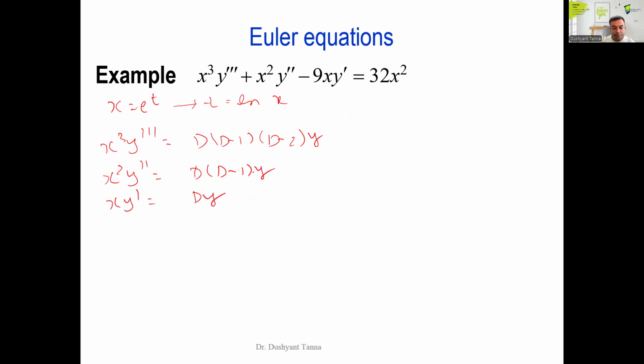This is dy. Okay, we put everything up here. And remember, x squared is e power 2t, like if you need it here. But we already got it here, so don't worry about that. So this will be converted into dy.